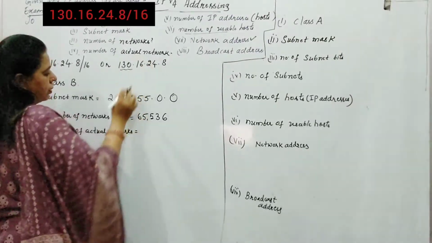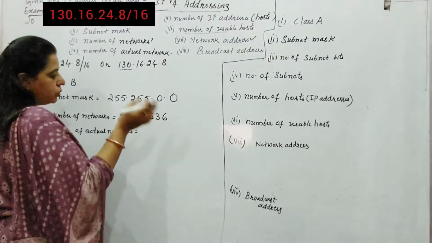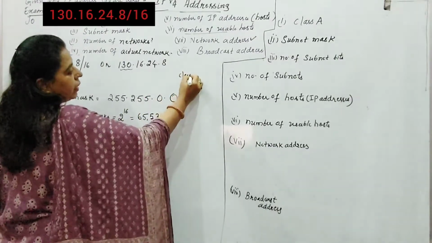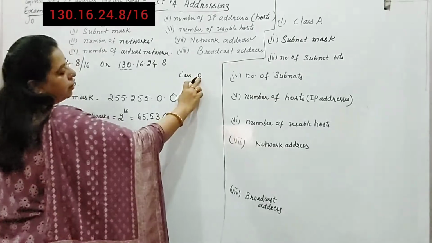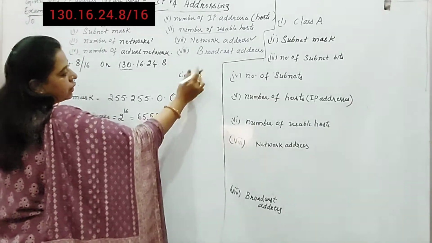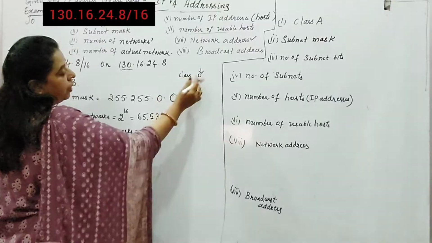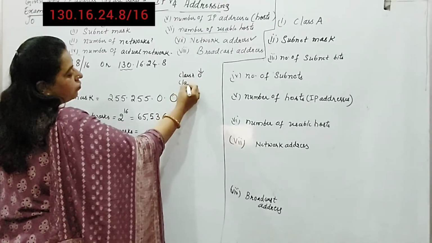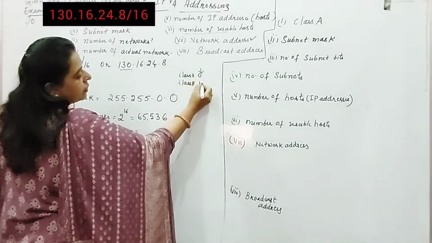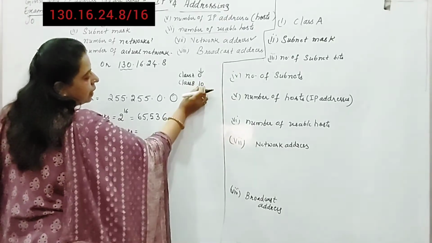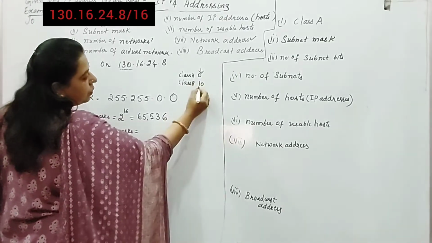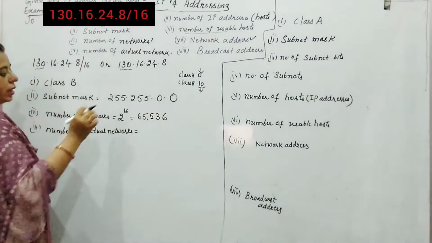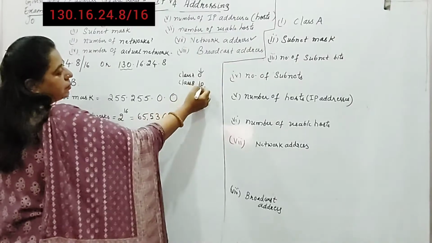Always exclude whatever bits are used to represent the class, because we have already seen that in class A the first bit always starts with 0, and that 0 indicates the class type. 1 bit is used to represent class A, and for class B any binary IP address will always start with 10. So these 2 bits represent the class, that it belongs to class B.